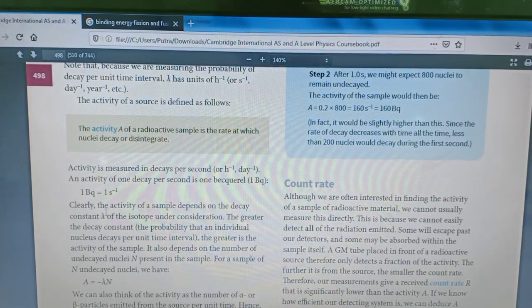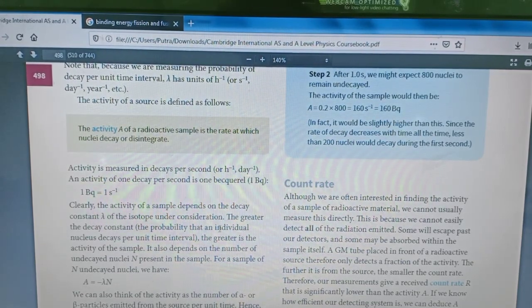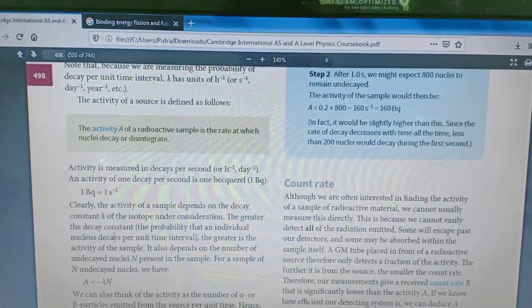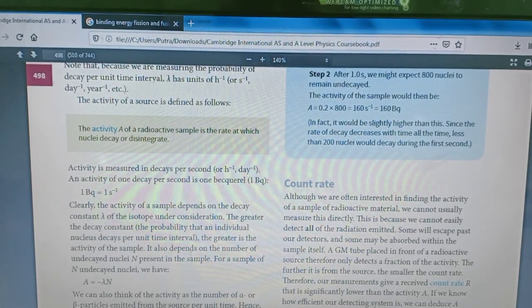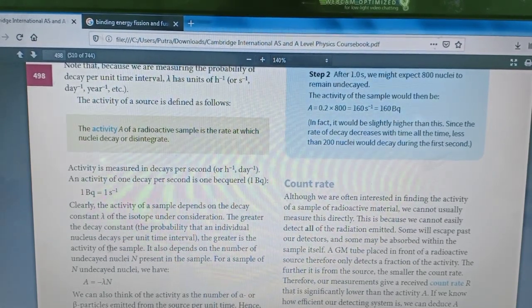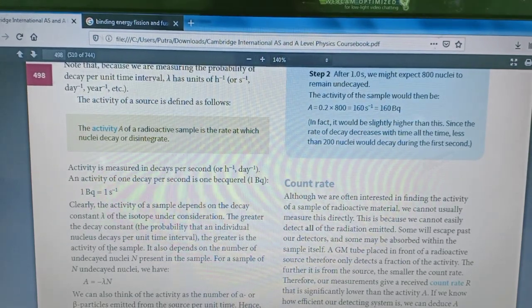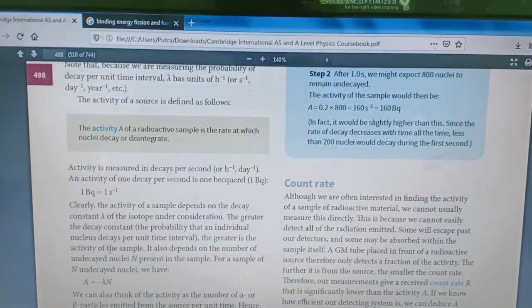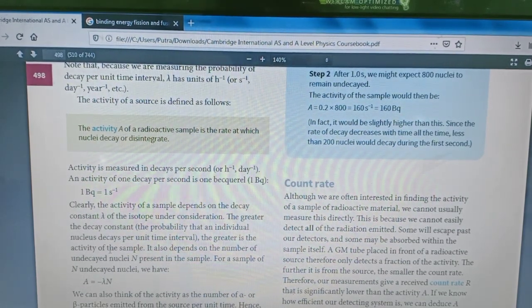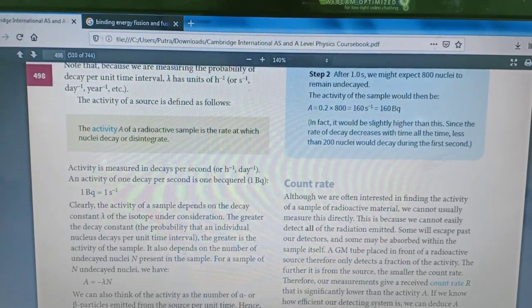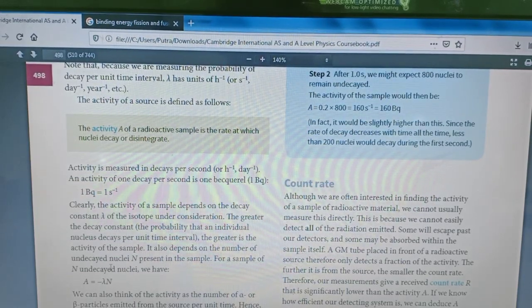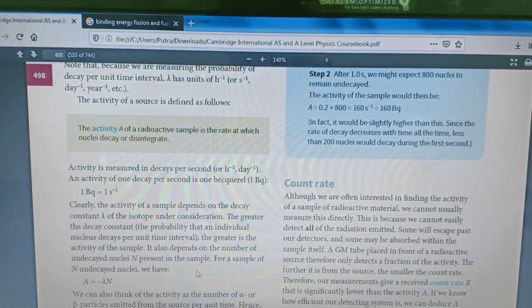Clearly, the activity of a sample depends on the decay constant lambda of the isotope under consideration. The greater the decay constant lambda, the greater is the activity of the sample. It means the sample will decay fast, will be finished fast. It also depends on the number of undecayed nuclei present in the sample.